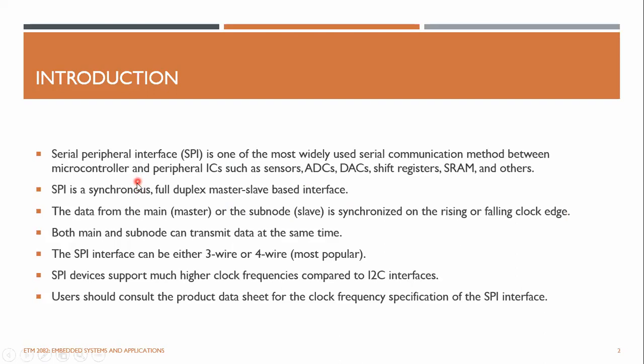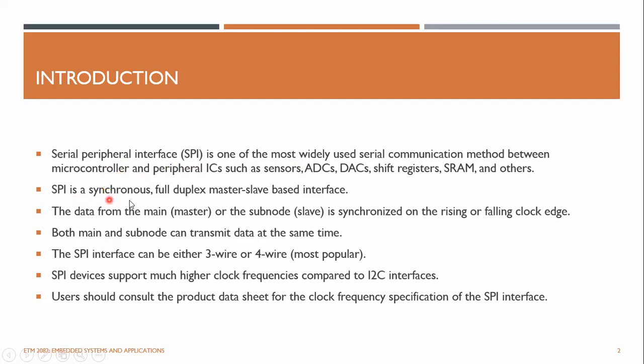All right, so Serial Peripheral Interface, also known as SPI, is the most widely used serial communication method that can be used to establish communication between peripheral ICs such as ADC, DAC, DAC meaning digital to analog converters, shift registers, SRAMs, and other types of sensors, which can be easily embedded into a microcontroller system.